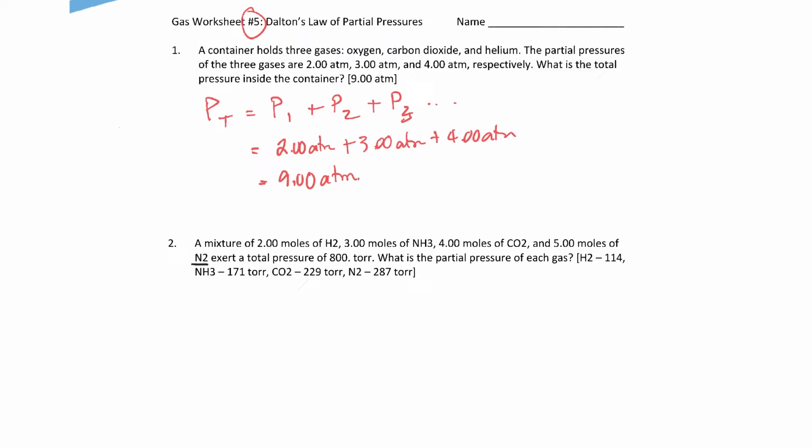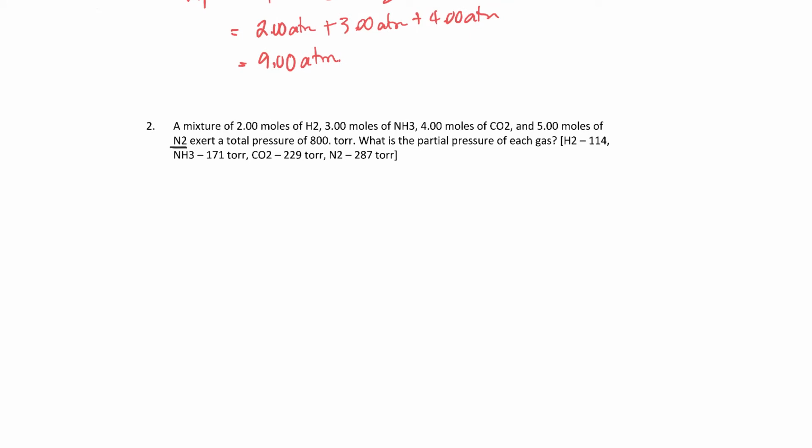We'll see in question 3 that we'll have to do a little bit more work to get that number. Okay, the next question is a little trickier. It says I've got 2 moles of certain gases, 3 moles of some other ones, and they ask, what's the partial pressure of each gas? Using that same rule, the total pressure in the system is equal to the pressure due to hydrogen, plus the pressure due to ammonia, plus the pressure due to carbon dioxide, plus the pressure due to nitrogen.